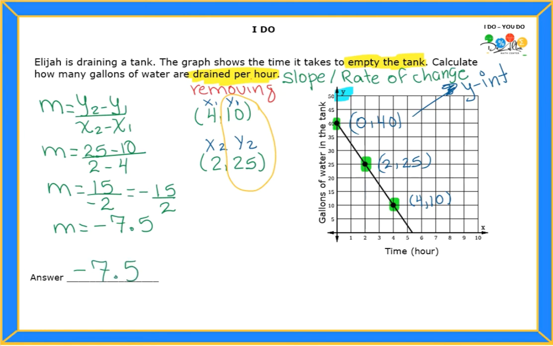Now, what does that mean? What does the negative 7.5 represent? Well, obviously, the slope is negative, right? Because the water is being deducted or taken away from the tank. That's the reason why I have a negative answer, right? So my question says, how many gallons of water are drained per hour? Well, they're draining what? 7.5 gallons of water per hour.